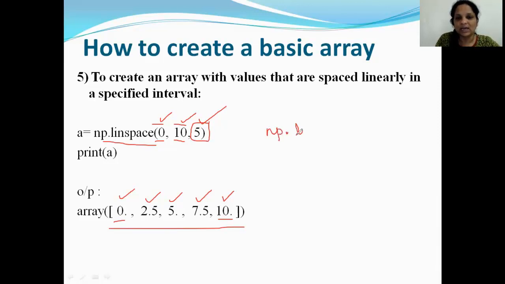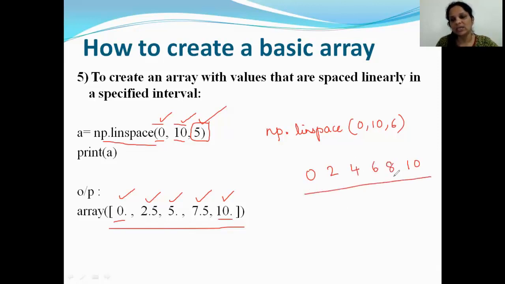Let's assume I wrote another example. Let's say linspace 0, 10, and let's say 6. Okay. So how many elements do you need from 0 to 10? You need 6 elements. So can I have this? Are they linearly spaced? Yes. What's the difference between each of the consecutive elements? 2. So that's a linearly spaced element.